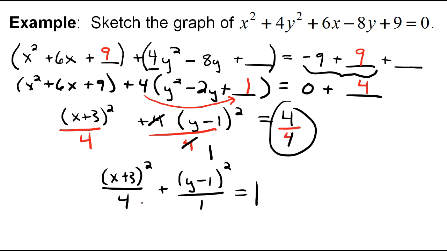You can see here that the center of this ellipse is going to be at negative 3, comma 1. I'm going to go 2 units right, 2 units left, 1 unit up, 1 unit down. So let's take a look and see what that looks like.